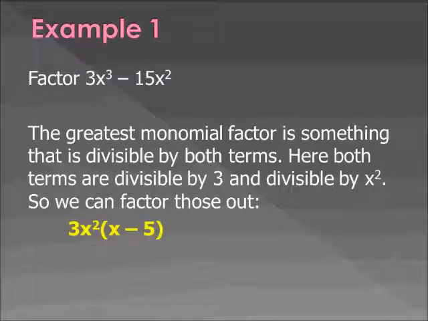So what you're doing again is the distributive property backwards. You take the 3x squared out and you leave inside the parentheses what's left. So you get 3x squared times the quantity x minus 5. And if you're not sure you got it right, just multiply it back in and see if you get what you started with.